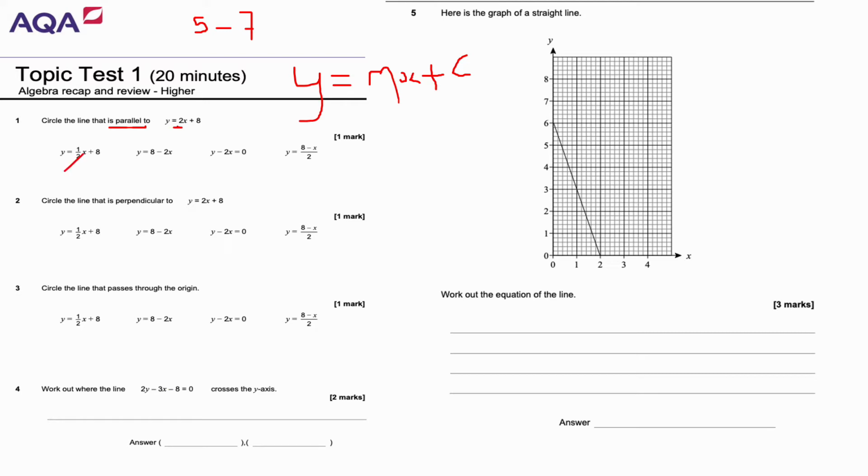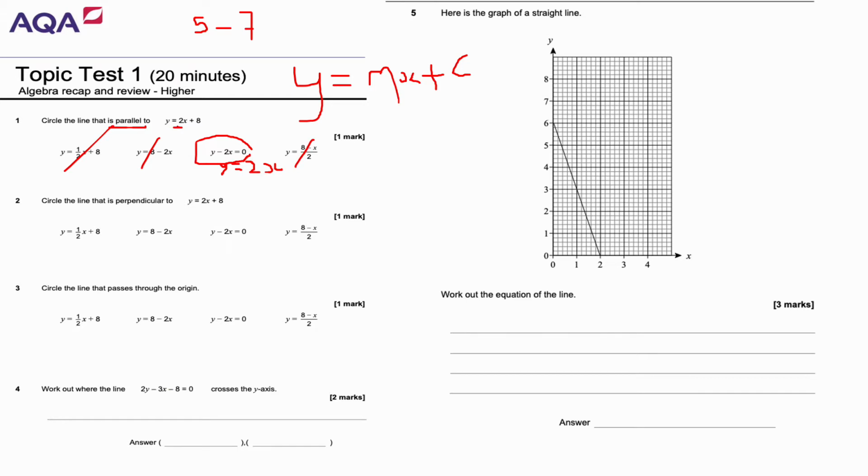It can't be that one because it's a half. Can't be that one because it's a minus 2. Looking here, if I add 2x to both sides, I get y is equal to 2x. So it is going to be this one, yes. Parallel means it has the same gradient, so the lines never meet. And this one, if you're interested, the gradient is equal to minus a half. So that will give me the answer for question 1.